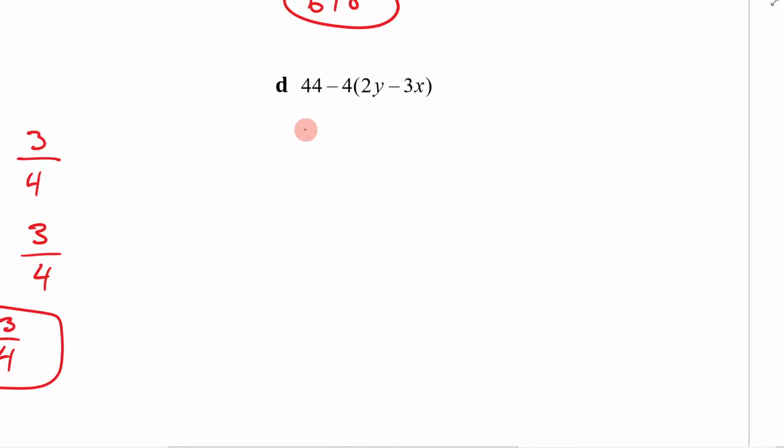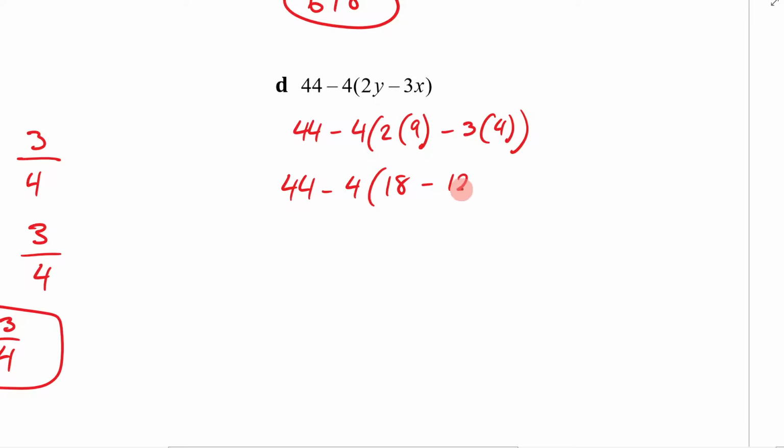Next one, 4x minus 4y. Now into the y spot, we put a 9. Into the x spot, we put a 4. This is going to be 4 times 4 minus 2 times 9, which is 18, minus 12. 4 times 4 minus 2 times 9. 18 minus 12 is 6. 4 times 4 minus 4 times 6 is 24.